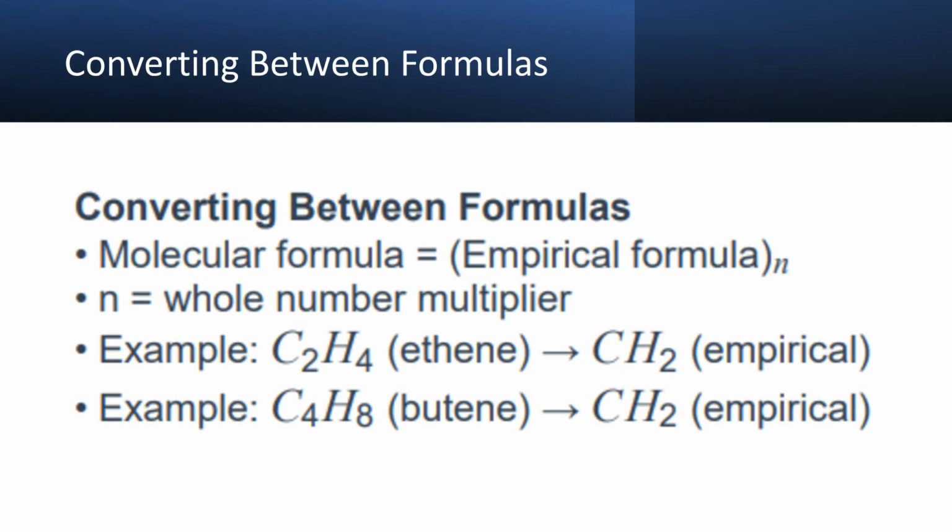You can convert between formulas using a whole number multiplier n. The molecular formula equals the empirical formula multiplied by n. For example, ethene, C2H4, and butene, C4H8, both reduce to the empirical formula CH2.